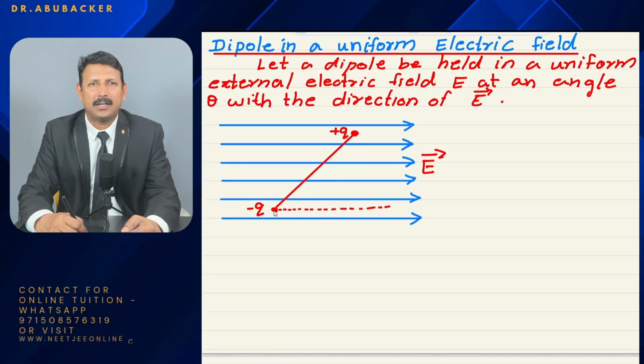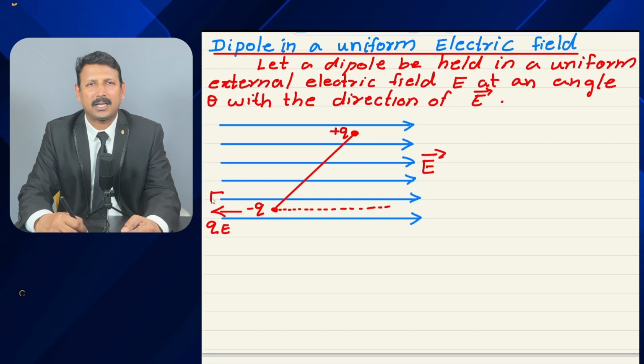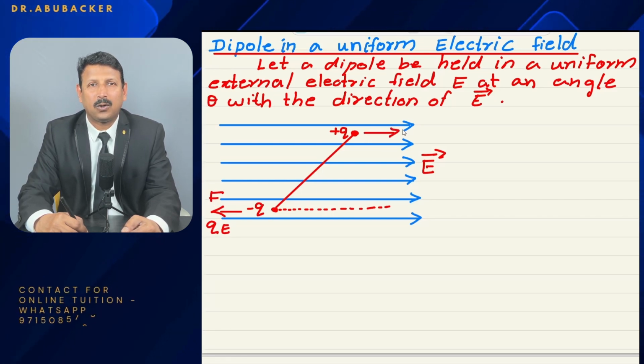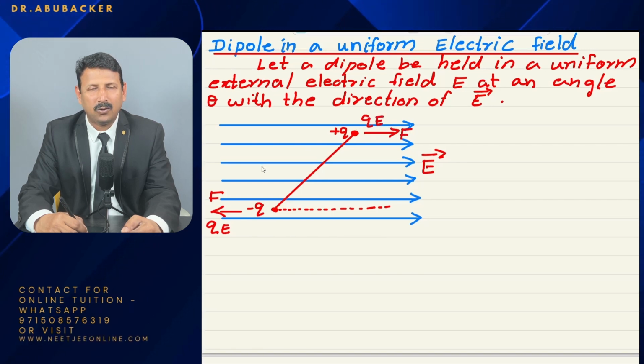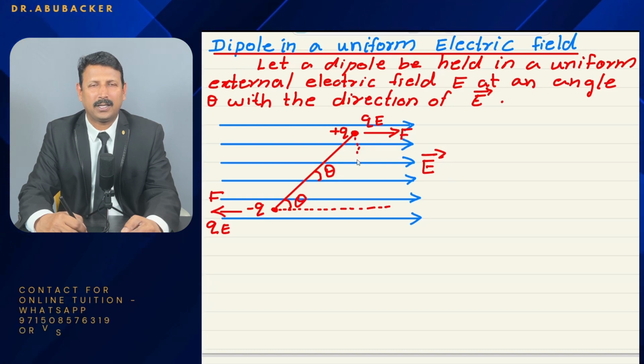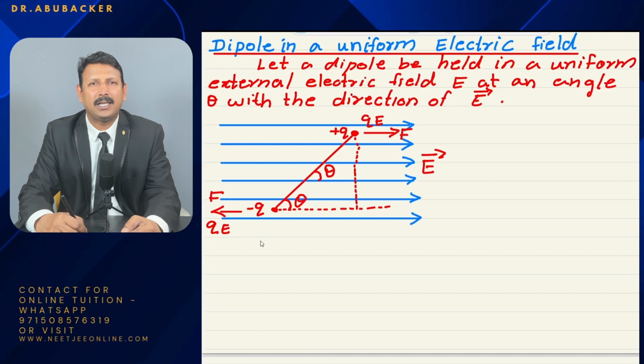And we want to mark the angle the dipole makes with the uniform electric field; that we will mark as theta. Also, the force acting on a charge placed in a uniform electric field is qE, because we wrote before E is equal to F by q. So F is equal to qE. On charge plus q, qE is there. On charge minus q, minus qE is there. And the angle between the dipole axis and the electric field is theta.